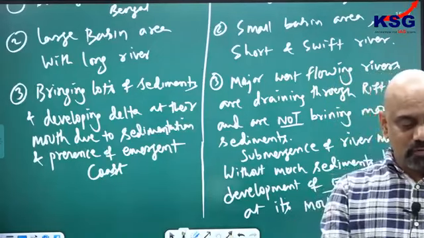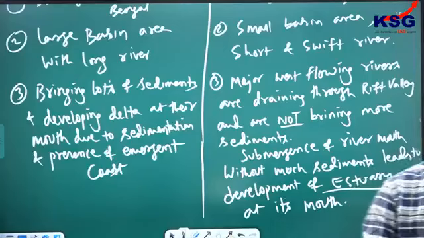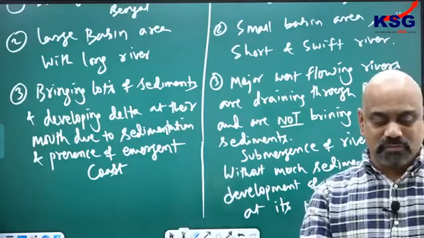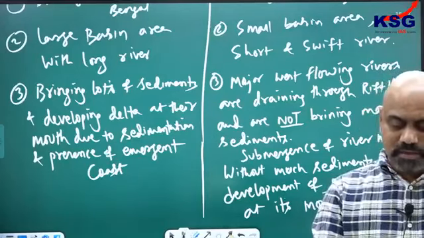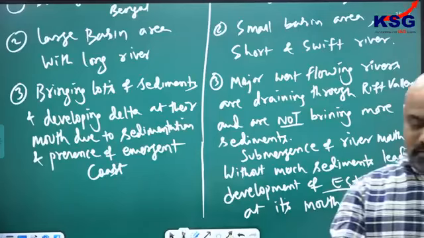Let us now look at the first river. We will go for the river Luni. Can you see that river Luni? West flowing rivers are not forming any major delta or anything.